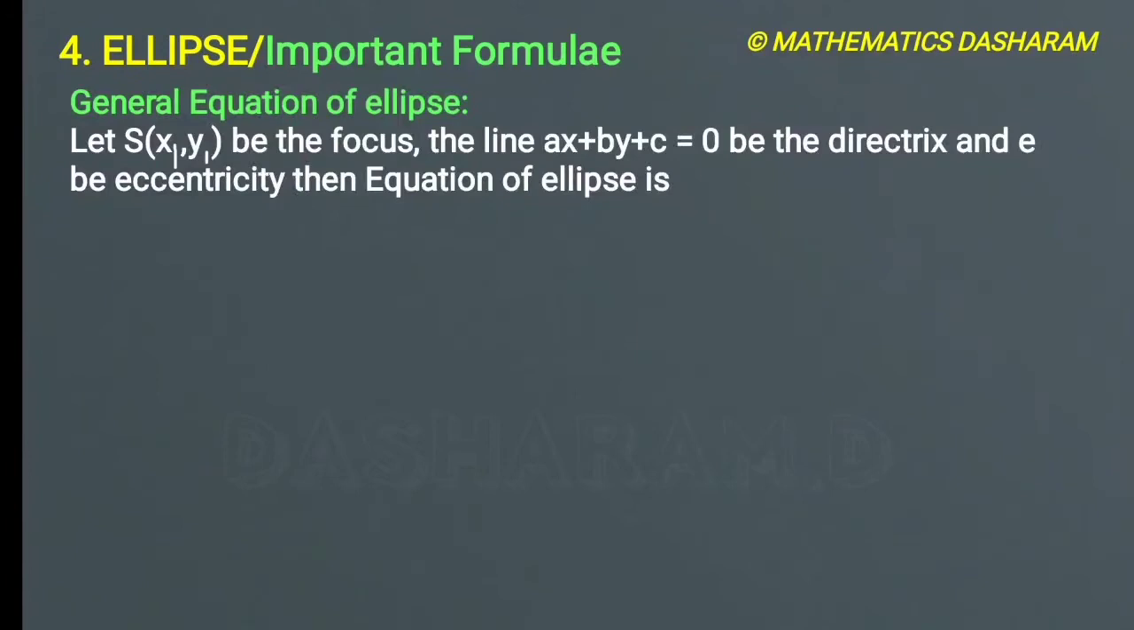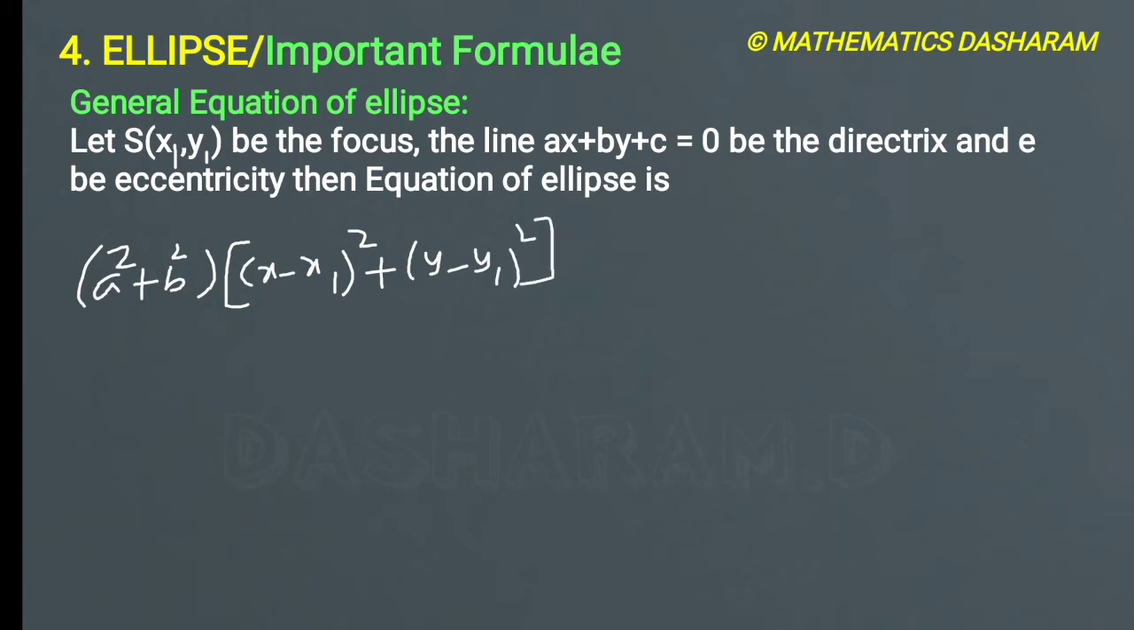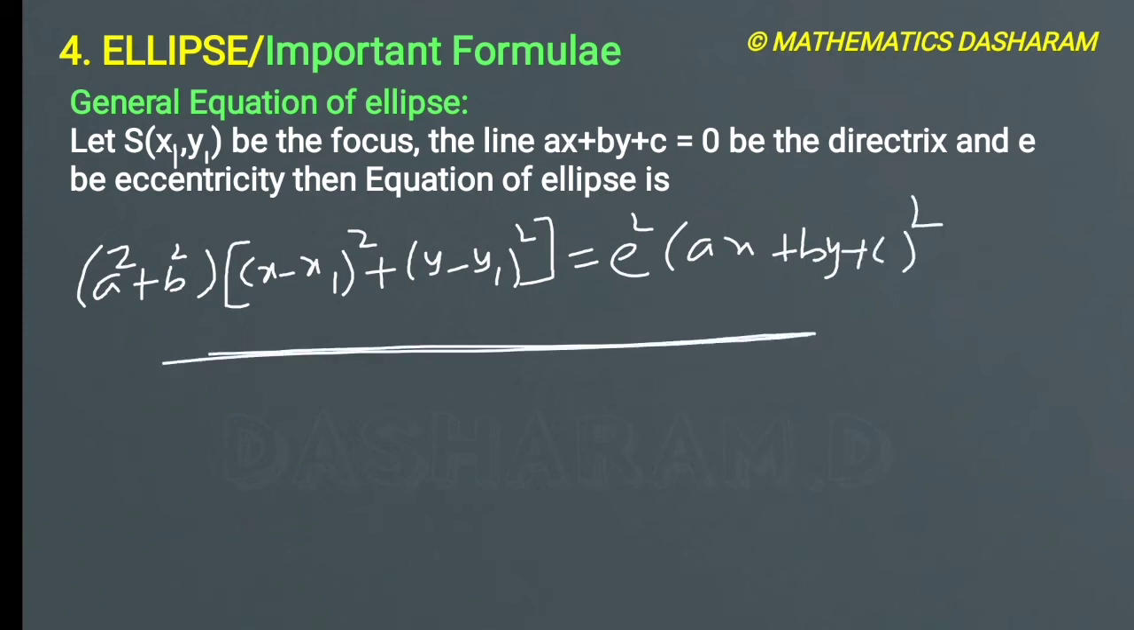The general equation of the ellipse: let S(x1, y1) be the focus, the line ax plus by plus c equals 0 be the directrix, and e be the eccentricity. Then the equation of the ellipse is (a square plus b square) times [(x minus x1) whole square plus (y minus y1) whole square] equals e square into (ax plus by plus c) whole square.